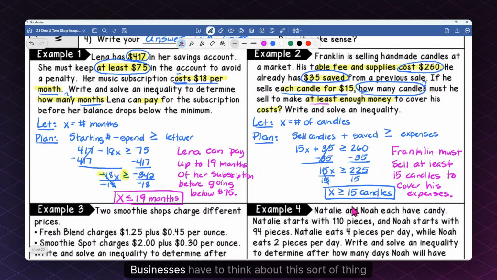Okay. And businesses have to think about this sort of thing all the time. It's not accidental. When they're making money, they know their homework. They know what they have to sell. They know what everything costs, and they know what they need to do in order to cover their expenses. And then they also, of course, want to make a profit. So make sure that your sentence makes sense with what we've solved and that it answers the problem. So it says, how many candles must he sell to make at least enough money to cover his cost? Okay, well, we figured that out. 15 candles will pay for it all.